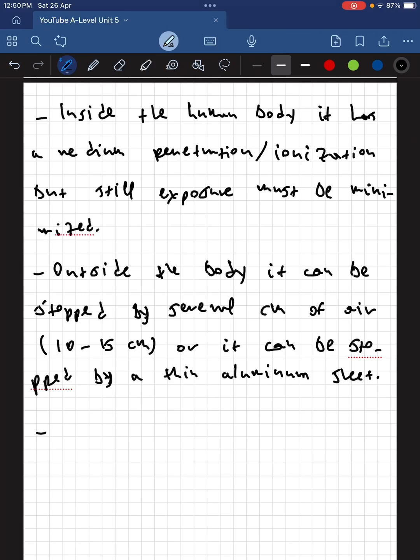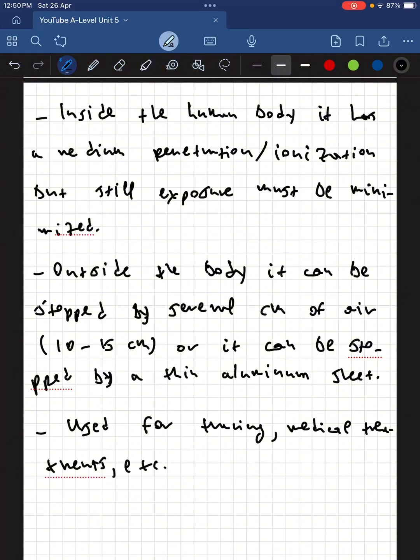The uses of beta radiation, let's mention a few uses. It's used for tracing. For example, you can put it in blood and then detect where in the body this beta tracer goes and stuff like that. It can be used for medical treatments, like for cancer, etc. Okay, now this is all I want to mention about beta particles, I guess.